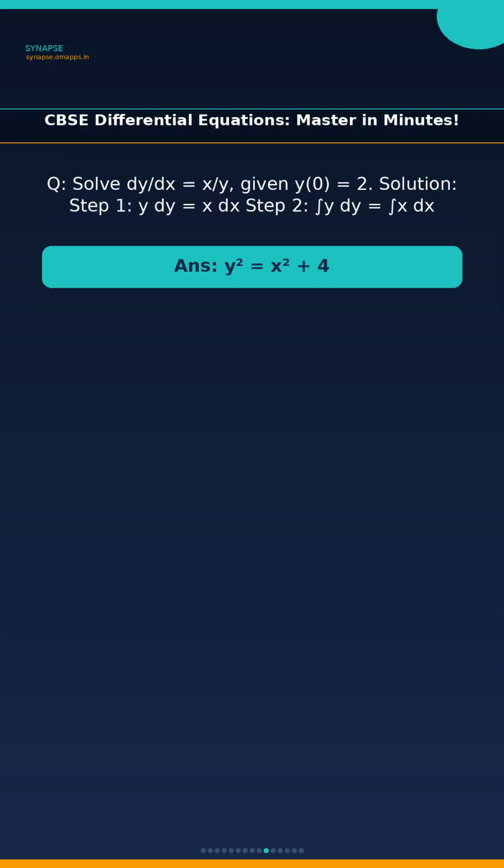Let's do an example. Solve dy/dx equals xy, given y(0) equals 2. First, separate the variables to get dy/y equals x dx. Then integrate to get integral dy/y equals integral x dx. And that gives us y squared equals x squared plus 4.